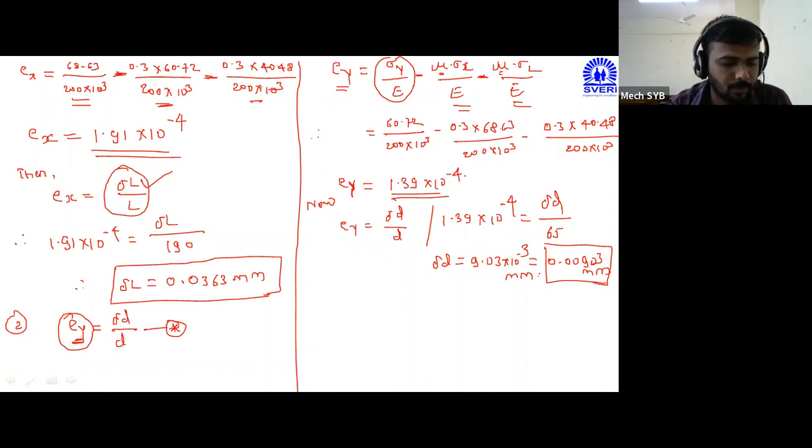9.1 into 10 raised to minus 3, no problem. 9.11, that answer is variable because of how many parameters we are considering for the calculation. 9.1 means 0.009 or 0.0091903. All the answers will be correct, no problem. Understand the procedure how to calculate the change in dimension.